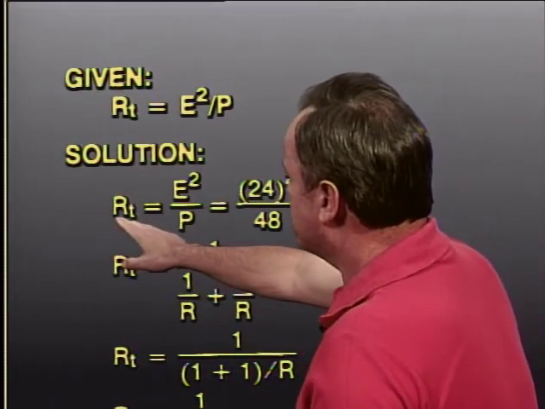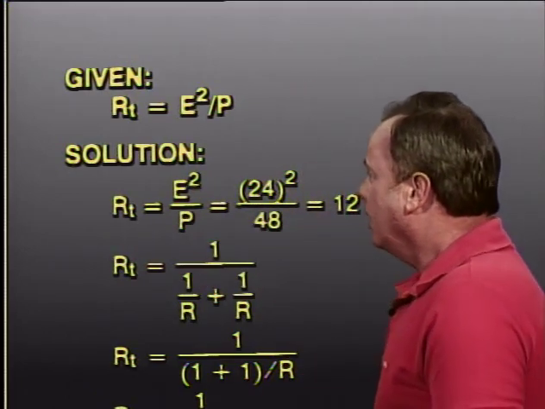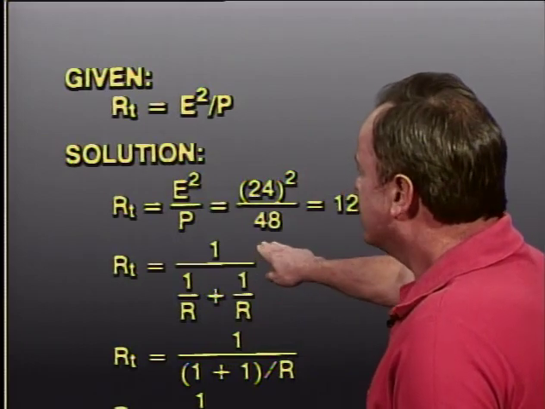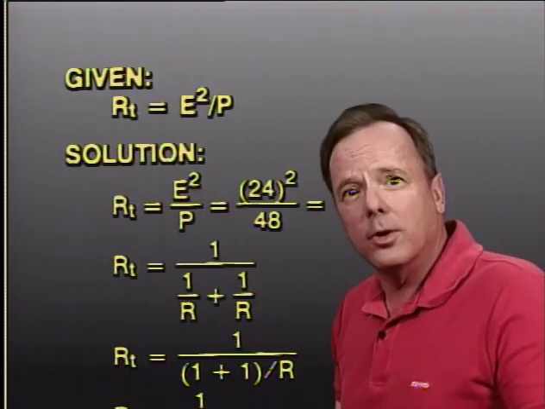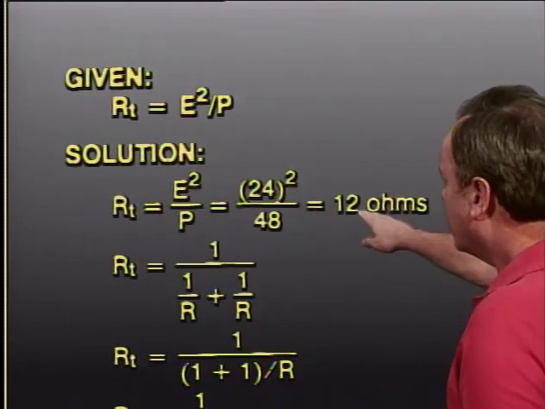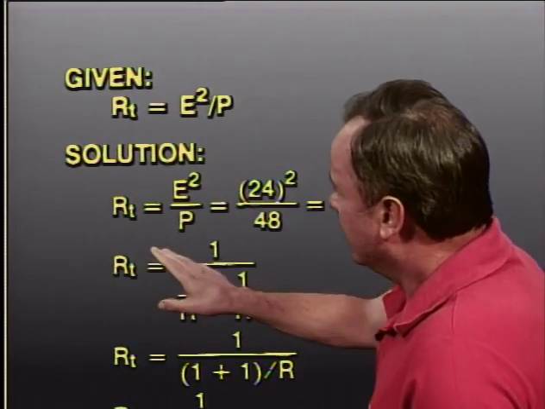We know that the total resistance is equal to voltage squared divided by power, and the voltage we know was 24, and the power was 48 watts. So you take the 24 times 24 divided by 48, you do that with your electronic calculator, and you're going to get 12 ohms. And so right now we know the total resistance in that circuit is 12 ohms.